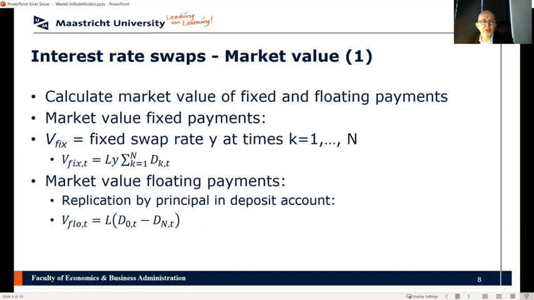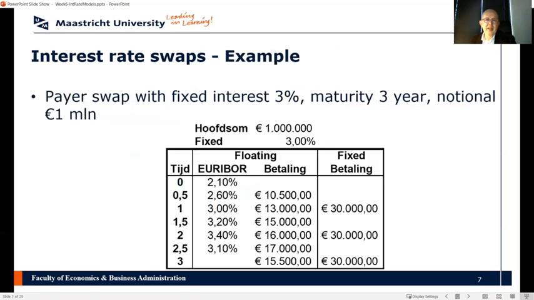What is the market value of all the floating payments? Well, it turns out that for the floating payments, I can use a replication argument. If I invest my initial amount, my principal, into a money market deposit, so if I would invest 1 million euros in a money market deposit for a 6-month period, I am by definition, because that is what the Euribor rate is, receiving this 2.1% interest rate over a half-year period.